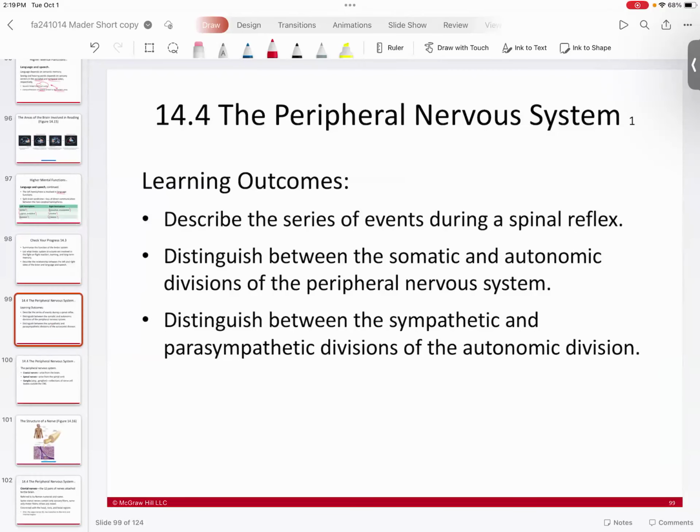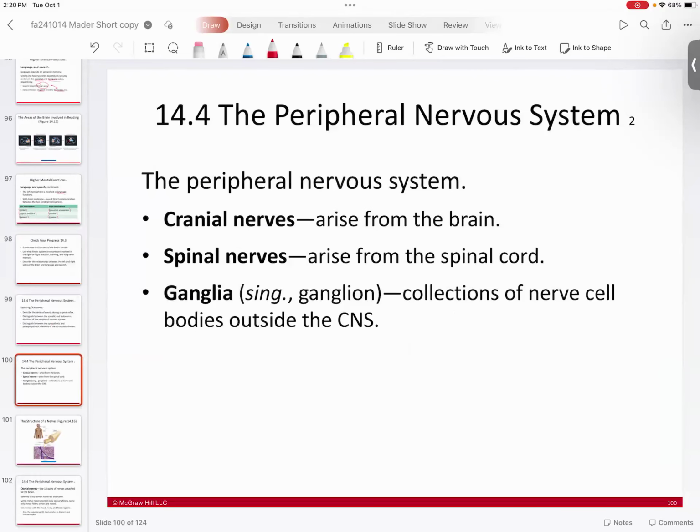So now let's go ahead and take a look at your peripheral nervous system. We're going to be taking a look at cranial nerves aside from the brain. Of course, these are coming from the brain, that's why they're called cranial nerves. And the spinal nerves, which are coming from the spinal cord, we already saw those. And ganglia, which are basically collections of nerve cell bodies, which are processing centers.